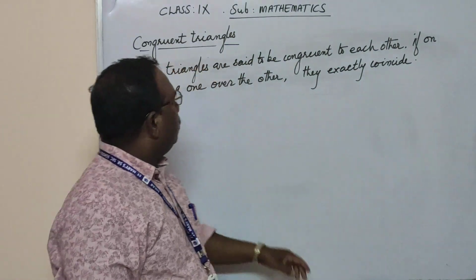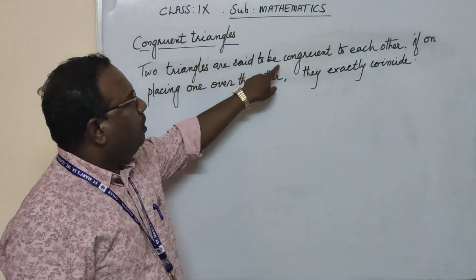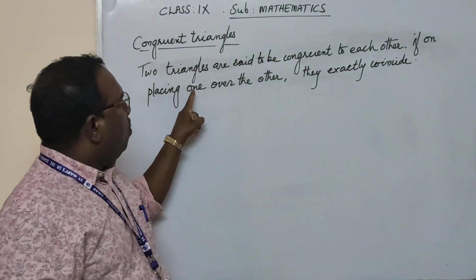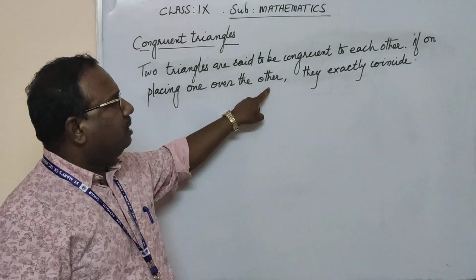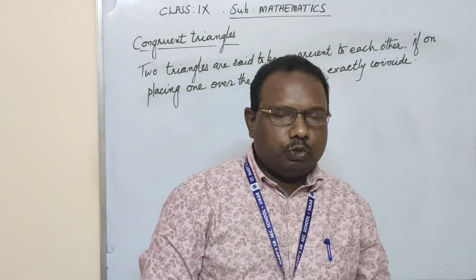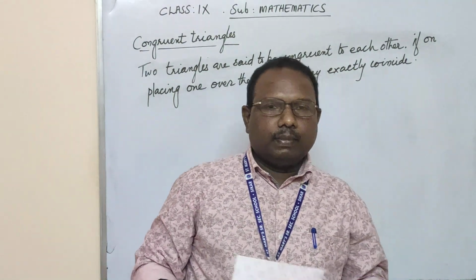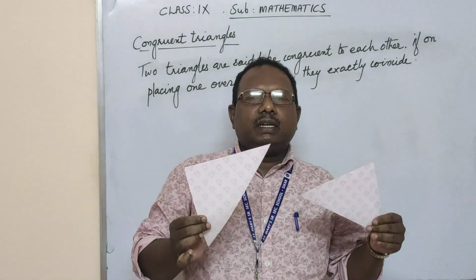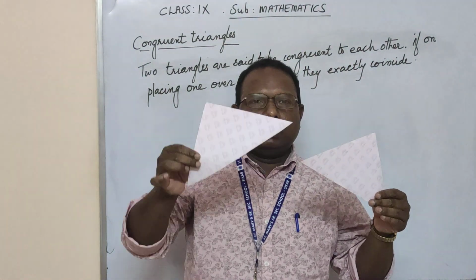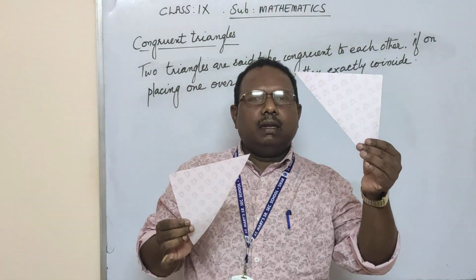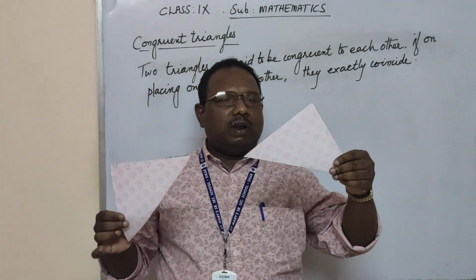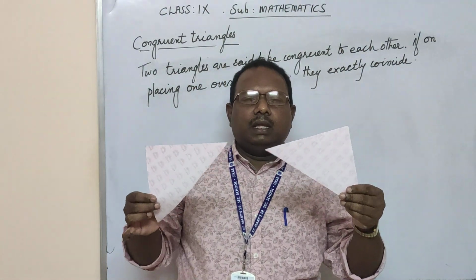Let's read once more. Two triangles are said to be congruent to each other if on placing one over the other they exactly coincide. Now look at these two different triangles. These two are two different triangle shaped pieces of paper. This is a triangle, this is another triangle. And I am placing one triangle over the other.